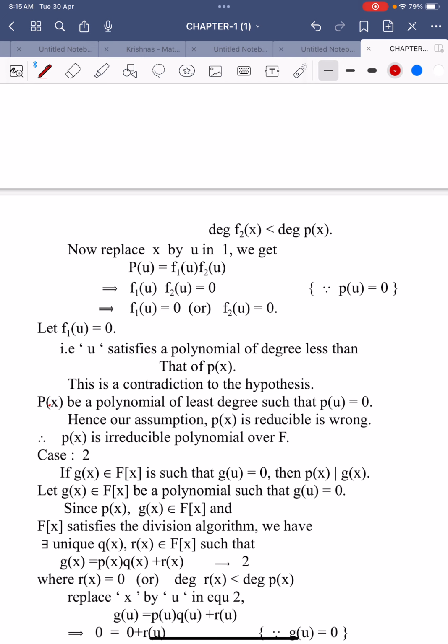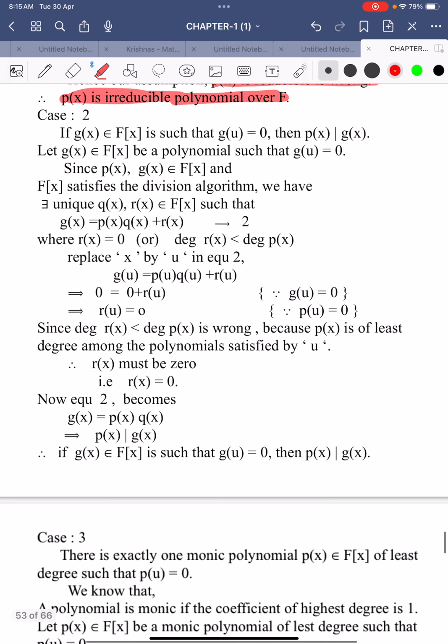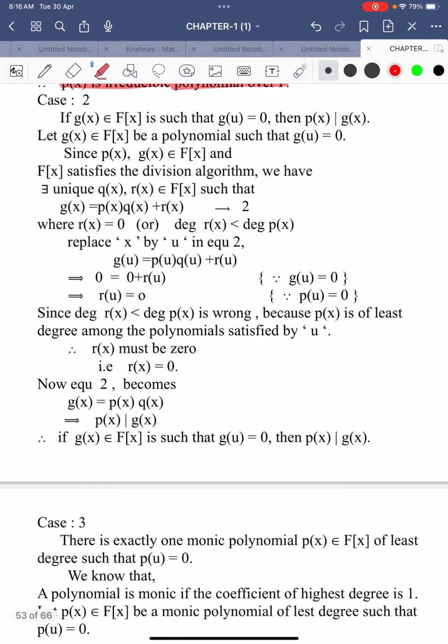Hence, our assumption that p of x is reducible is wrong. Therefore, p of x is the irreducible polynomial over capital F. This is the first point. Next, you have to show the second point. Our aim is to prove that if g of x belongs to capital F of x such that g of u is equal to 0, then p of x divides g of x.